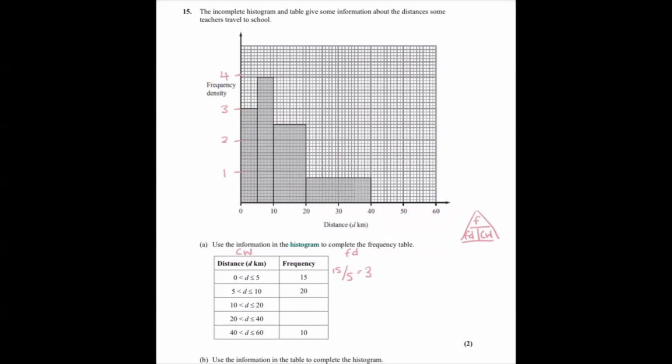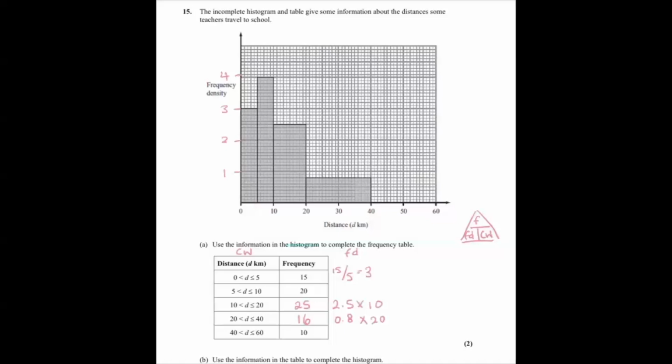So let's get to work on our 10 to 20. Our 10 to 20 has a height of 2.5. So that is the frequency density. To find the frequency, we multiply that by the class width, and that will give us 25 in the table. The height of our 20 to 40 is 0.8. So that's our frequency density. Times that by our class width, which is 20, and we get 16.